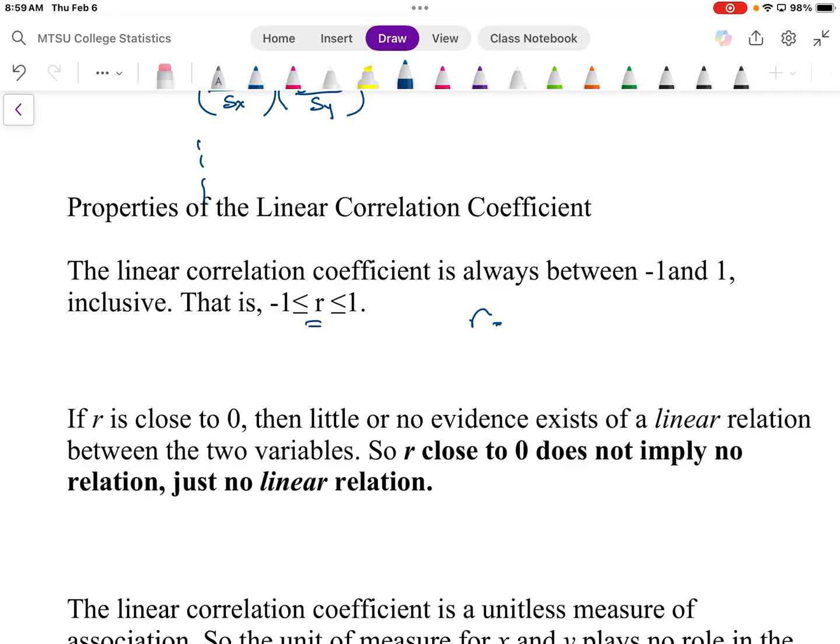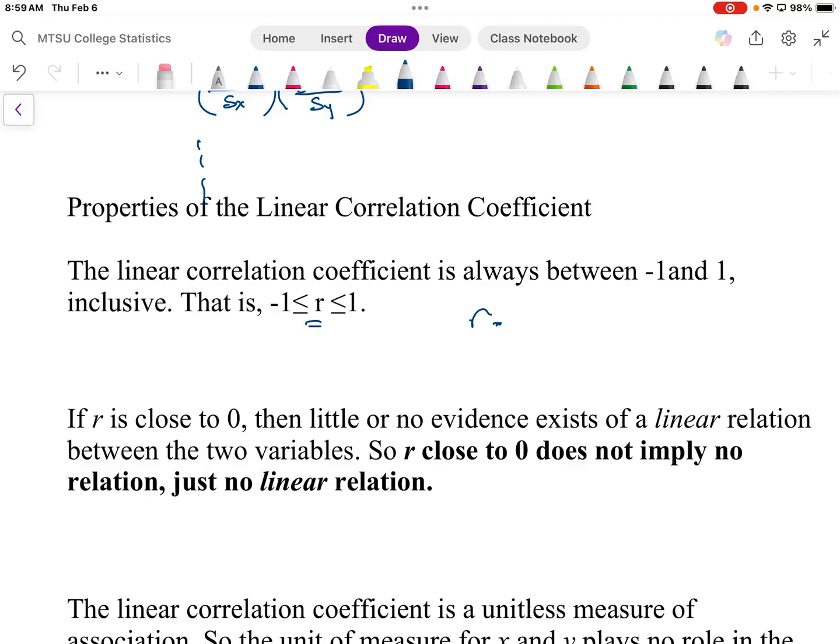But typically we're in a range of decimals between -1 and +1. The closer you are to 0, that's where we have kind of a no correlation. Now we make a little note in here that just because R is close to 0 doesn't mean there's no evidence of a linear relationship. It's just that it doesn't imply one.